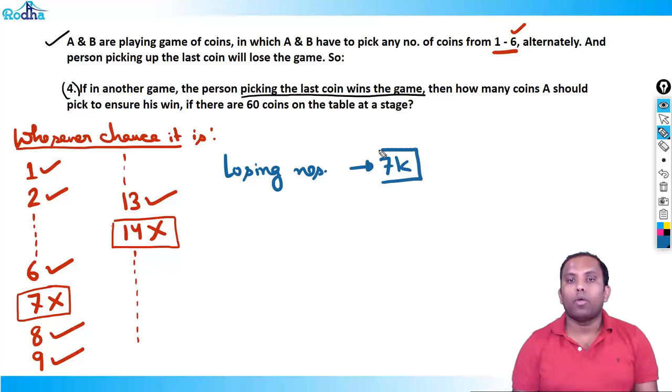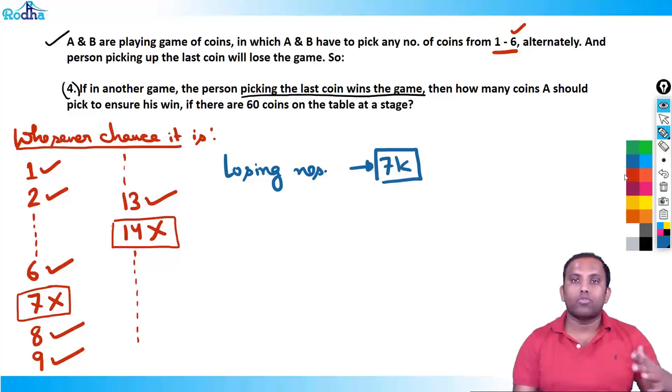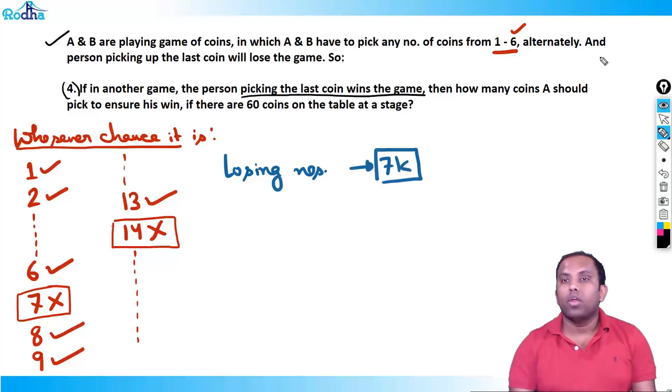Now a very important point to mark. In the last case, in questions 1, 2, 3, when the person picking the last coin was losing the game, the final answer was that all the losing numbers are 7k plus 1. Why 7k plus 1? Because you could pick 1 to 6, 6 plus 1 is 7. That's it. Here, why 7k? Because you can pick 1 to 6.